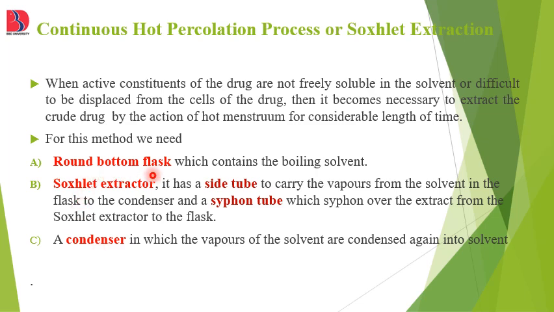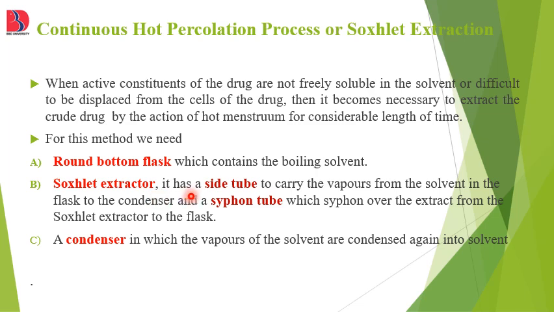For this method, we need a round bottom flask, a Soxhlet extractor and a condenser. So this round bottom flask is needed to keep the boiling solvent, and in the Soxhlet extractor there's a central body where we keep our drug inside a thimble. Now a thimble is made up of high quality cotton fleece, and we can make this thimble with filter paper also. We have to make a packet where we can put the powdered drug, and keep it inside the Soxhlet extractor.